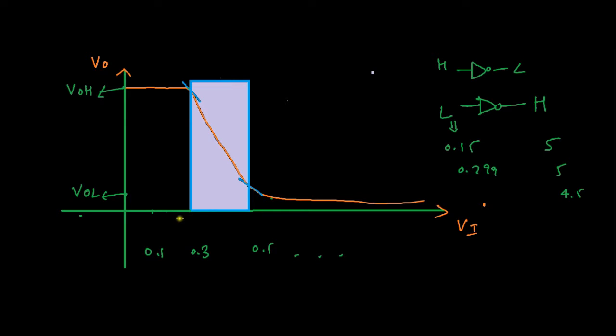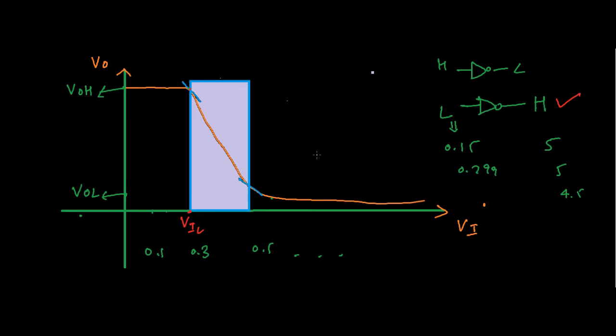So this is VIL, that is this point corresponding to this low. This is the maximum acceptable input low level voltage which keeps the output at high in case of an inverter. So this is my VIL. I hope everyone got this, because this is very important to understand the noise margin.